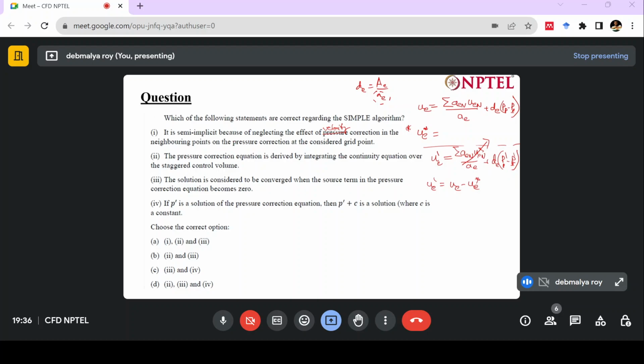So this statement is not correct. Let's go to the next statement. The pressure correction equation is derived by integrating continuity over the staggered control volume. So is this correct?